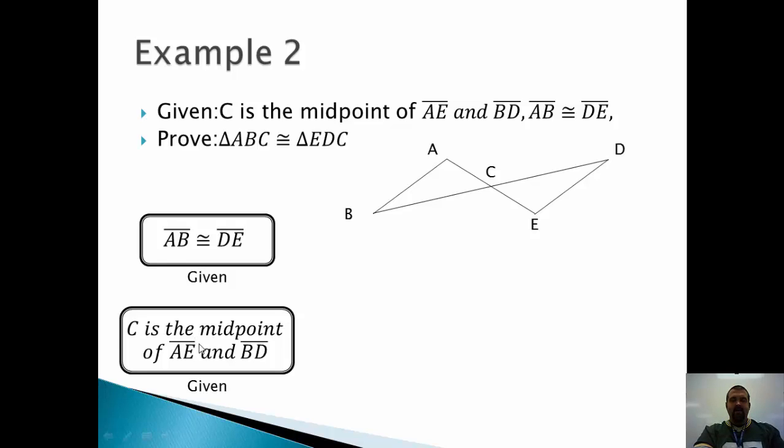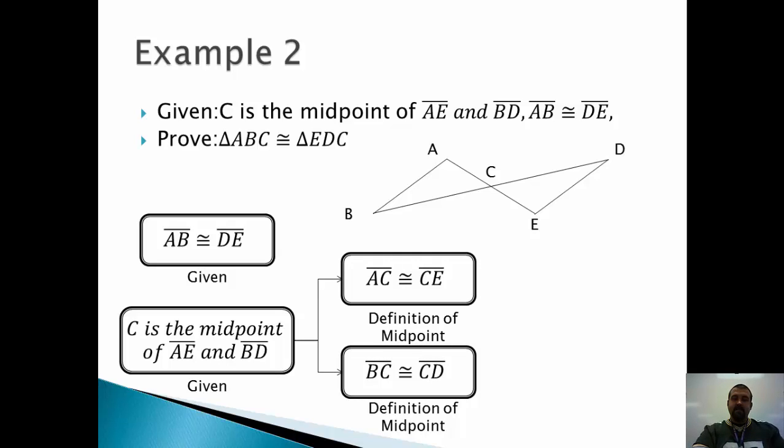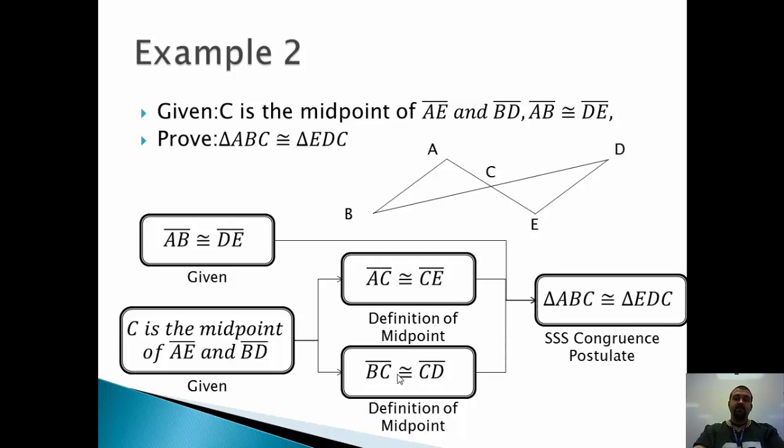If I look, I know that C is the midpoint. Hold up. A midpoint cuts a segment into two congruent segments. So if C is the midpoint, that means it cuts segment AE into two congruent segments, segment AC and segment CE. And consequently, the same is also true for segment BC and segment CD. These two are congruent and these two are congruent because that's what it means for C to be a midpoint. If it's a midpoint, it cuts it into two congruent segments. So if I look now, I have a side, and a side. Side, side, side. Three sides. I now can say the triangles are congruent. And because I'm using three sides, it's the side-side-side congruence postulate.